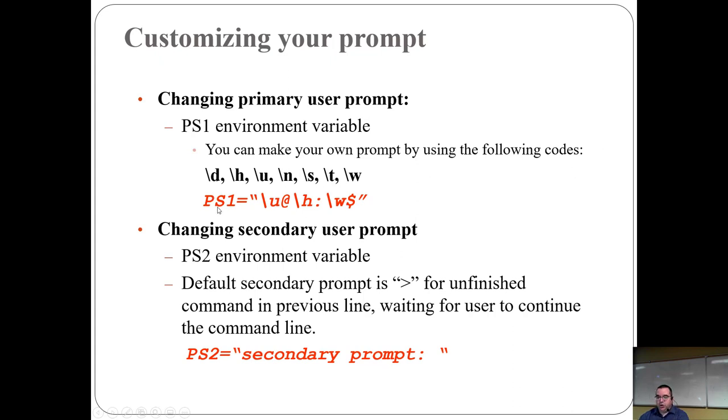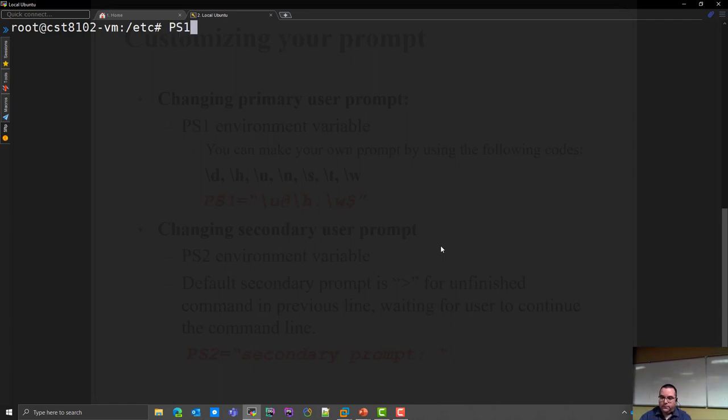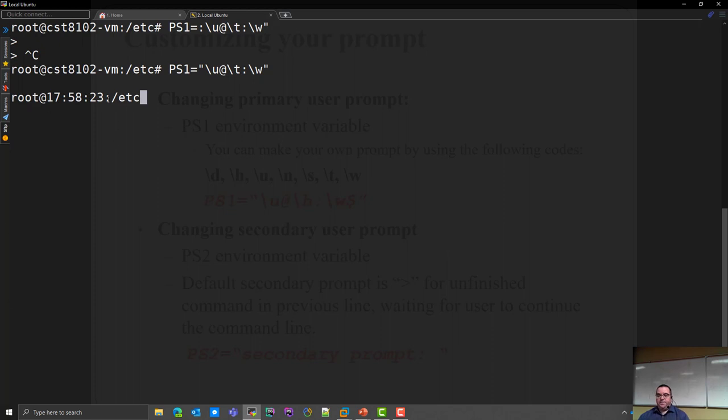So for example, I could go, now you can see that my prompt has changed. Now I always know what time it is. T is time. So now if I keep moving around, you can see that my time's changing every time I do anything. It's the current time. I always know what time it is. Yay.